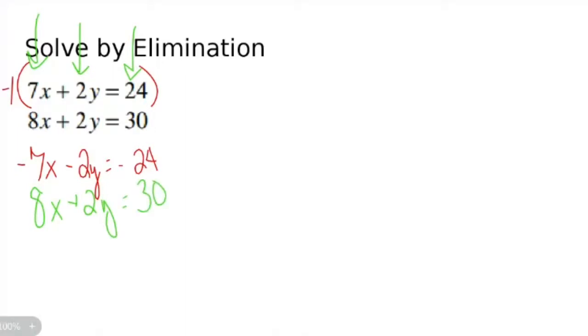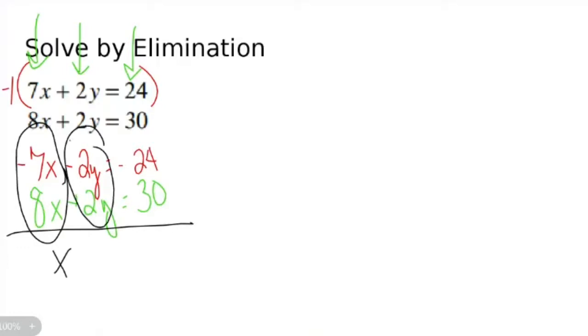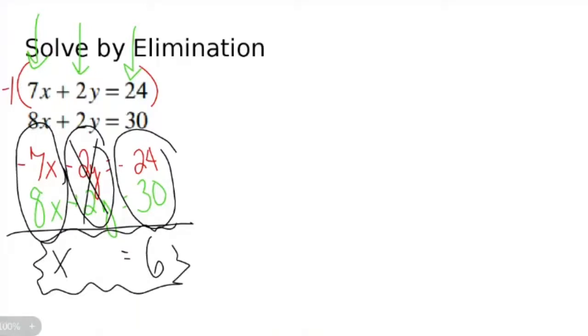Now I have two equations that are perfectly lined up. The y's are the exact same number, but one of them is positive and one of them is negative, so I can add the columns up. Negative 7x plus 8x is x. How convenient. Negative 2y and 2y cancel out. Equal signs drop down. Negative 24 and 30 makes 6. So I now just found out that x is 6. I have x, but I don't have my y.